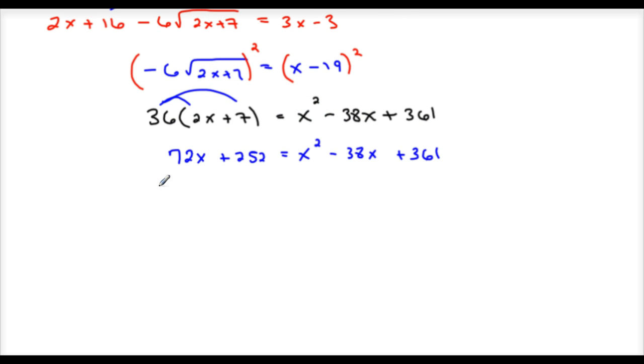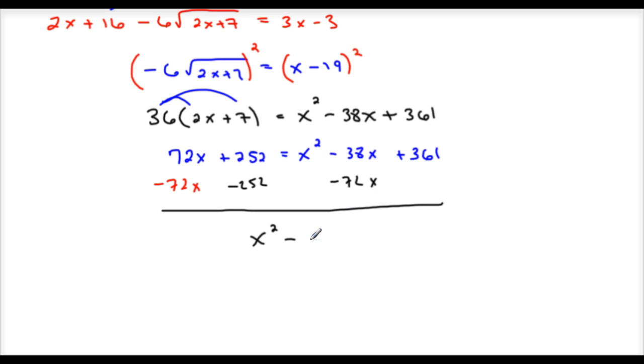Solve for x, so I'm going to subtract 72x from both sides, and then I'm going to subtract 252 from both sides. So here, I'll get x squared minus, here's my negative 72x, will give me negative 110x plus, subtract 252, and I'll get 109 equals 0. That's nice. The 110, let me clean that. So the 110 here, and the 109, that should be a nice little hint.